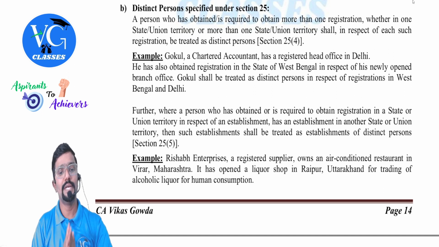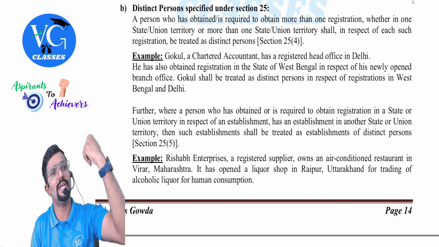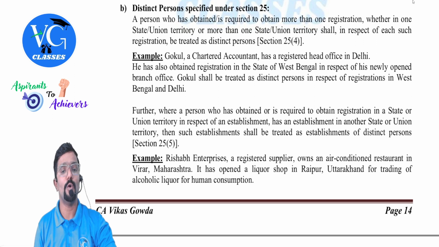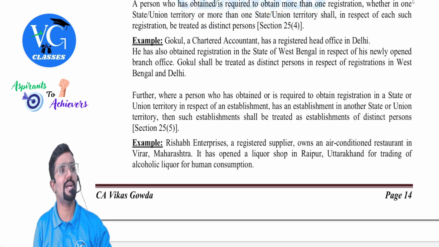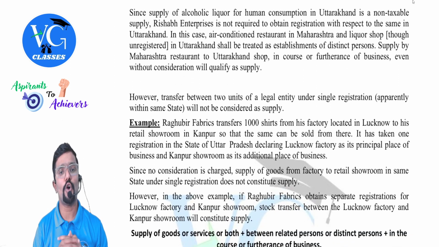Okay, example. Rishabh Enterprises, a registered supplier, owns an air-conditioned restaurant in Virar, Maharashtra. Is it a part of GST? Yes. Has he taken the registration in Maharashtra? Yes. He has opened a liquor shop in Raipur, which is a part of Uttarakhand, for trading of alcoholic liquor for human consumption. Should he take registration in Uttarakhand, guys? No, because it is outside GST. Since supply of alcoholic liquor for human consumption in Uttarakhand is a non-taxable supply, Rishabh Enterprises is not required to obtain registration with respect to the same in Uttarakhand.